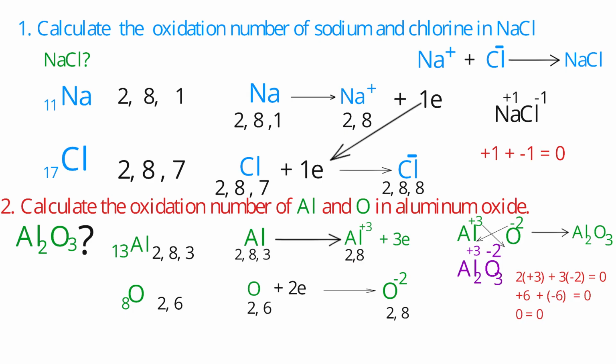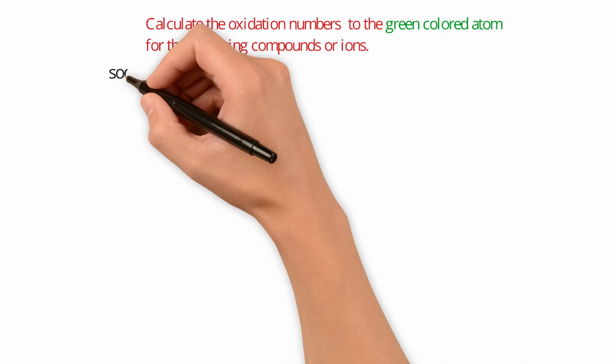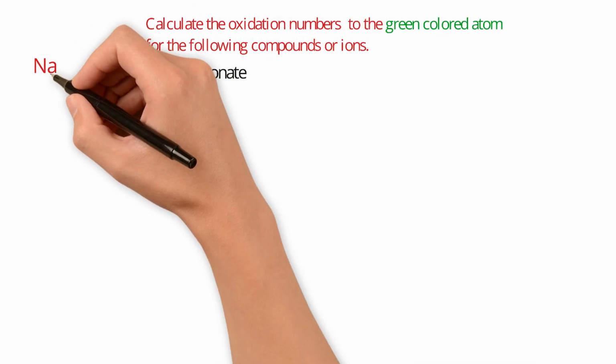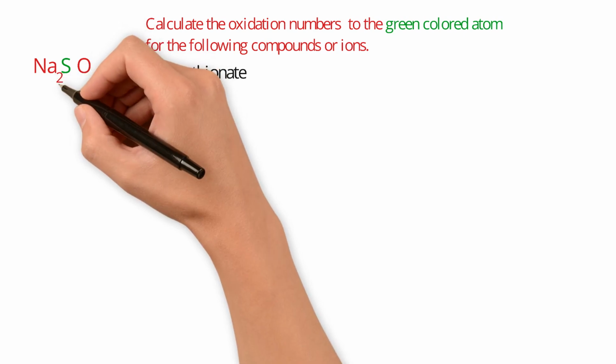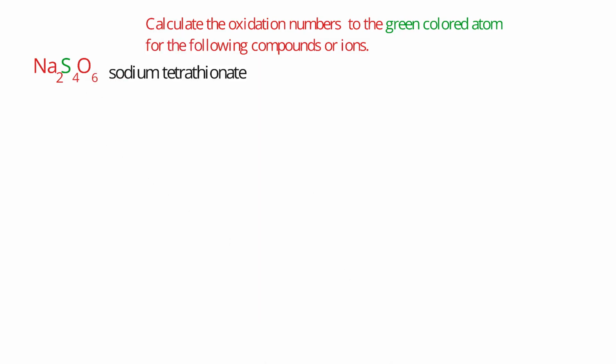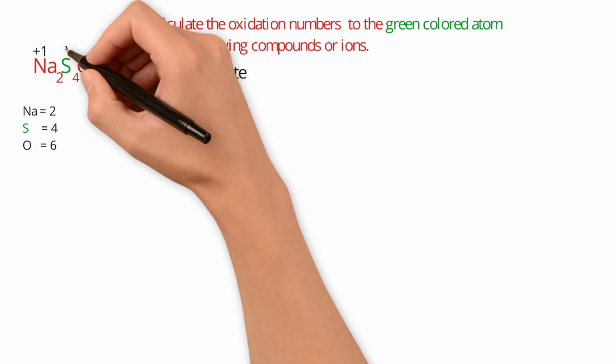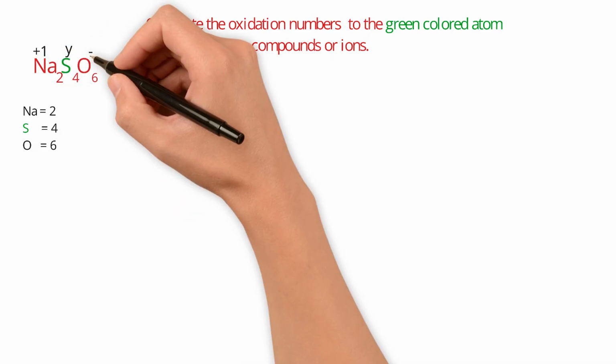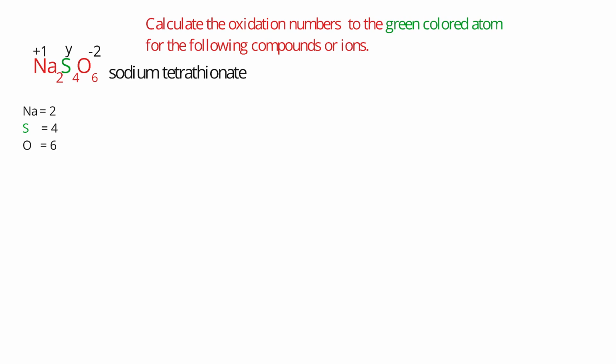Now the third example, calculate the oxidation numbers of the green colored atom only for the following compounds or ions. Now example, sodium tetrathionate. The number of atoms here is sodium 2, sulfur 4, oxygen 6. Now let us assign oxidation number of each atom. Sodium has +1 oxidation number, but sulfur is the required one, so let us assign Y. Oxygen is -2.